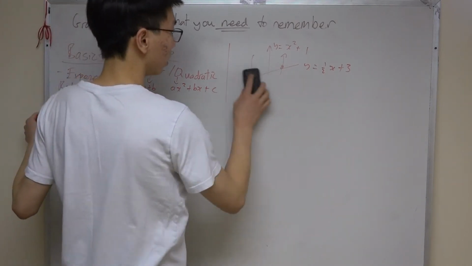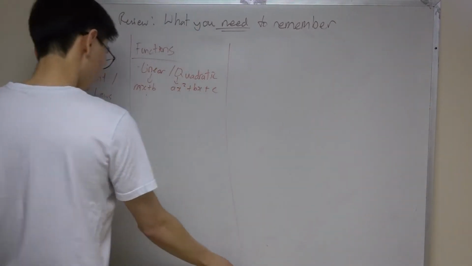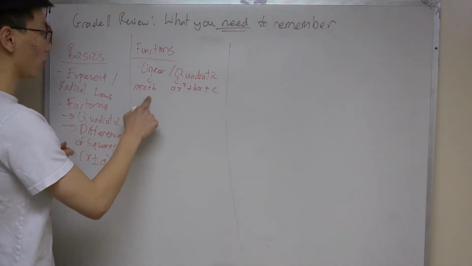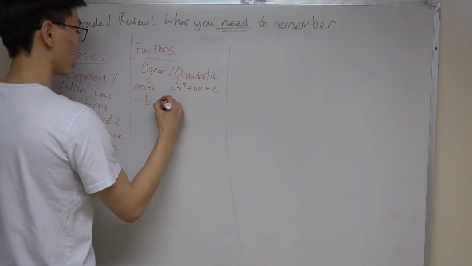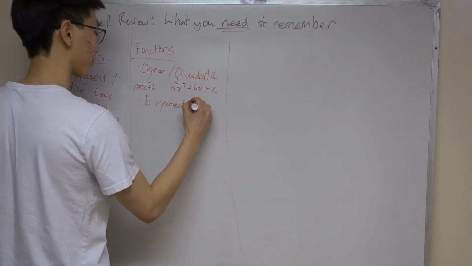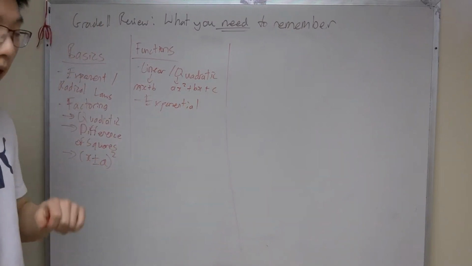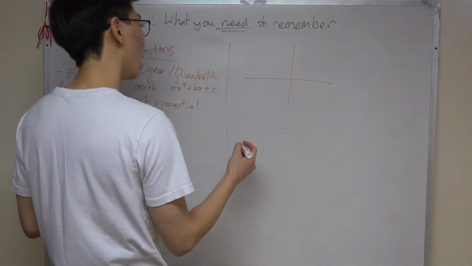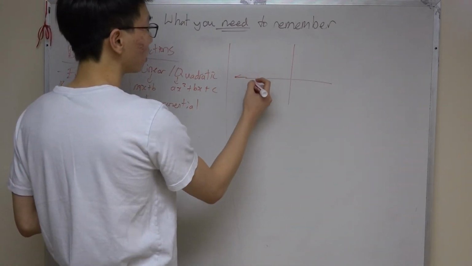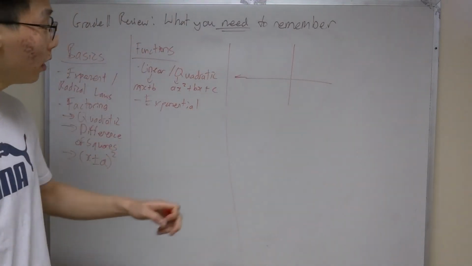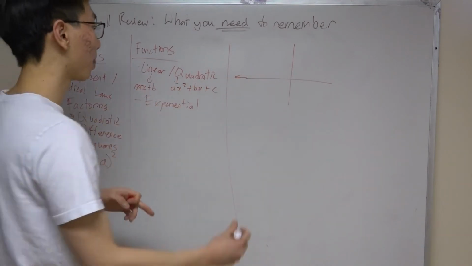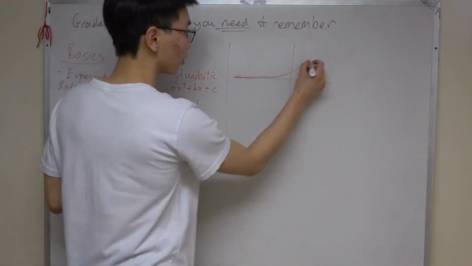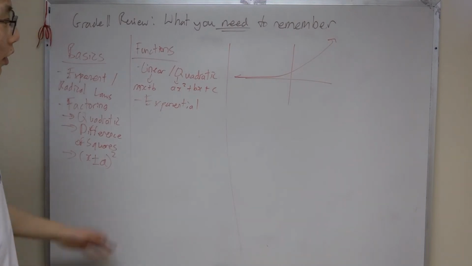So the next thing that you would have done is exponential functions. Exponential functions have a very unique characteristic, which is that as you go closer and closer to negative infinity, the function approaches 0. And it kind of always does this swoosh thing and just goes off to infinity.